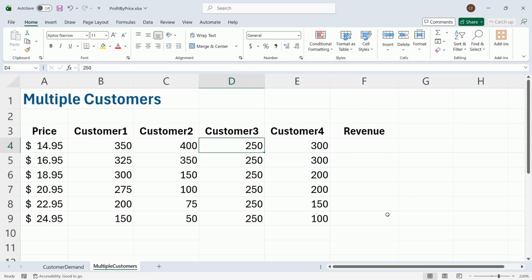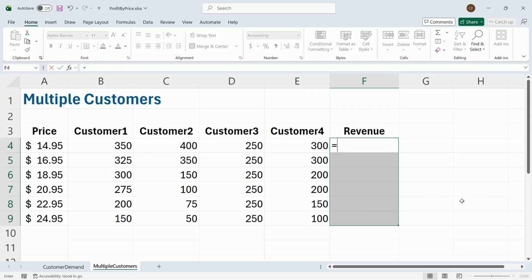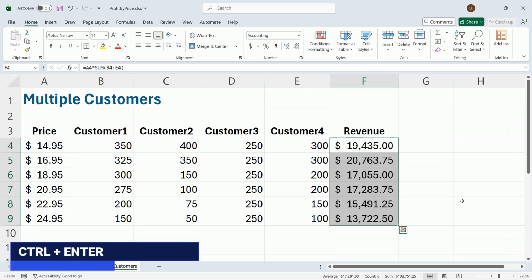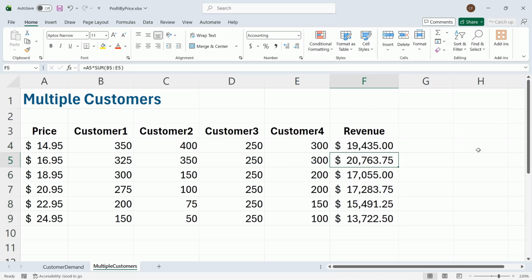To calculate the total revenue, I will multiply the price by the sum of the number of customers that would buy at each price point. So I'll select cells F4 through F9, type equal, and I will have A4 times the sum of the values from B4 to E4. Right parentheses to close. And again, because I want to copy this formula down to all the selected cells, I will press Control Enter, and there's my total. And when I take a look at the values, I see that the best price is $16.95, and it's not even close.